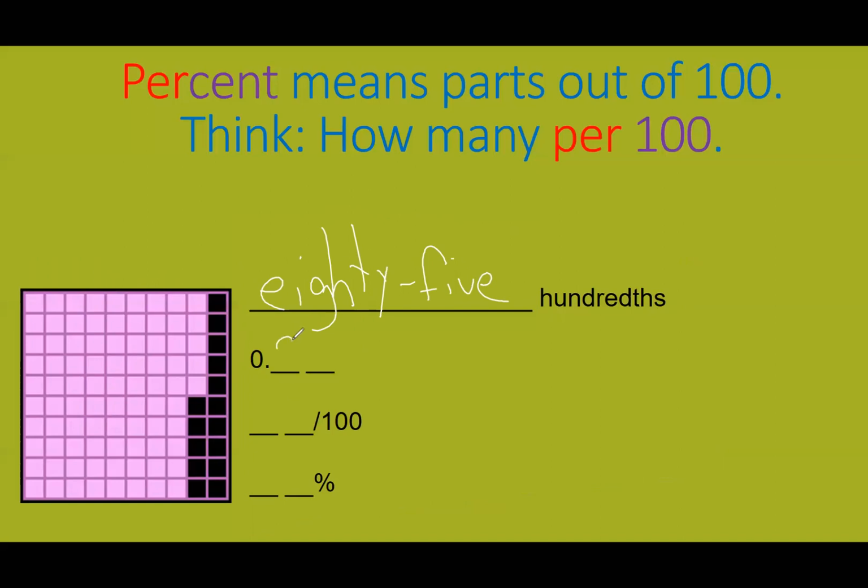All right, did you get 85, 85, 85? That's all you had to do. Yeah, it's that simple. 85 hundredths, 85 out of 100, or 85%. Which, by the way, if it was your grade, it would be a B. Woot woot.